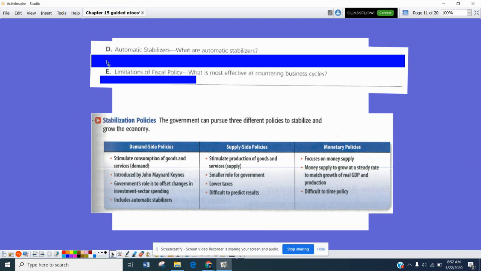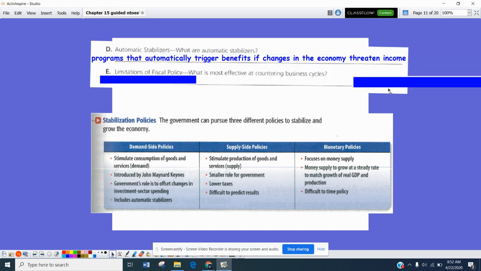Automatic stabilizers. These are some tools that were used in that demand side policy. These are programs that automatically trigger benefits when changes in the economy threaten income. So if the economy starts going downward, then certain payments to people are going to be going up. In other words, those handouts the government's giving could add up into a higher deficit, and that gets people a little worried about what the debt can mean to a country.